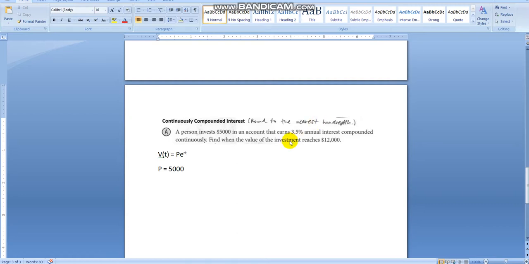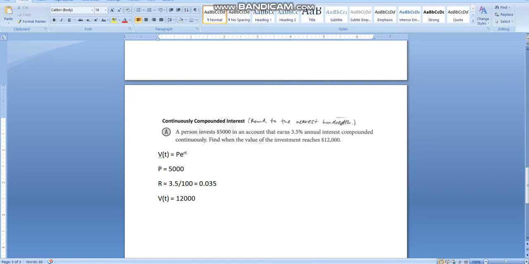Okay. So I mentioned earlier that your original amount that you start off with is gonna be $5,000. So P is gonna be $5,000. The account earns 3.5% annual interest. So that's your rate. R equals 3.5%. Divide that by 100 to turn that to a decimal. It's going to be 0.035. And then you want to find the value of the investment when it reaches $12,000. So $12,000 is your final amount, or this is V of T. V of T equals 12,000.